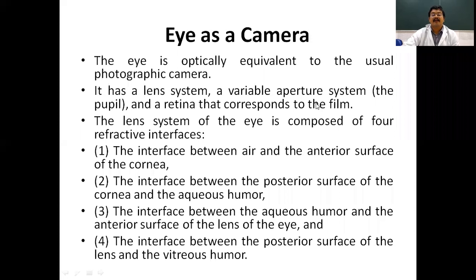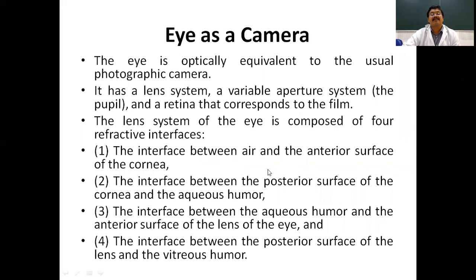In a reduced eye, the total dioptric power is 59 diopters with a variable aperture. Here the pupil acts as a variable aperture and plays an important role in controlling the amount of light entering into the eye, and it prevents the spherical and the chromatic aberrations. The lens system of the eye is composed of 4 refractive interfaces.